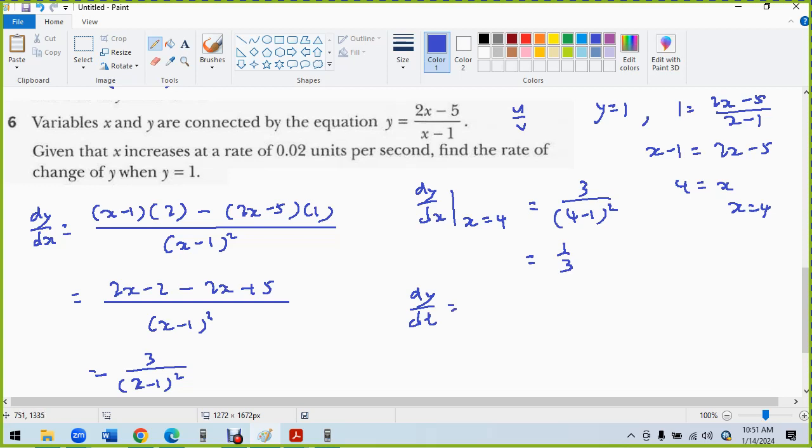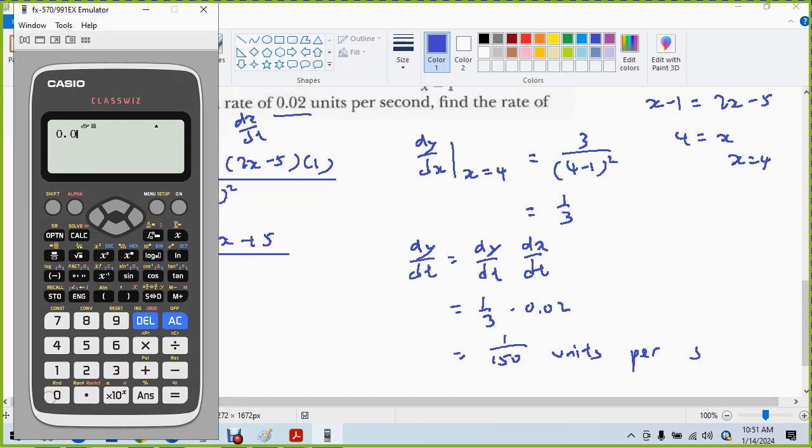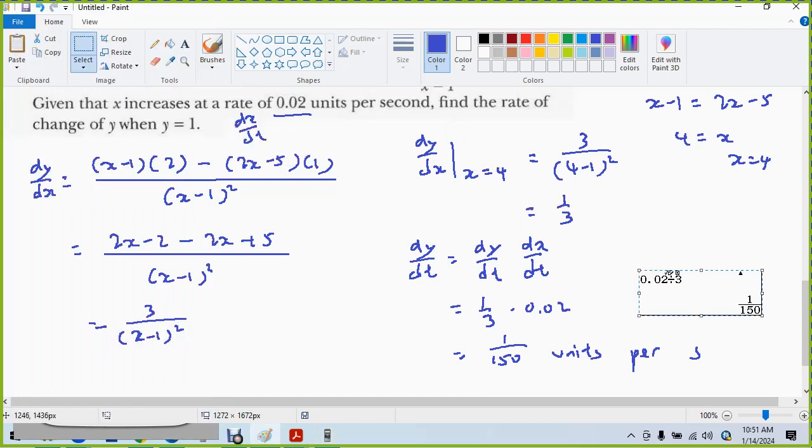So dy/dt equal to dy/dx times dx/dt. So dx here, so it is increasing, so this is dx/dt. So 1 over 3 multiplied with 0.02. Okay, then it will become 1 over 150 units per second. So we have 0.02 divided by 3, 1 over 150.